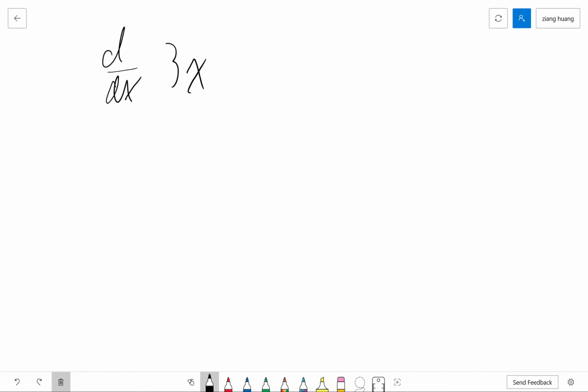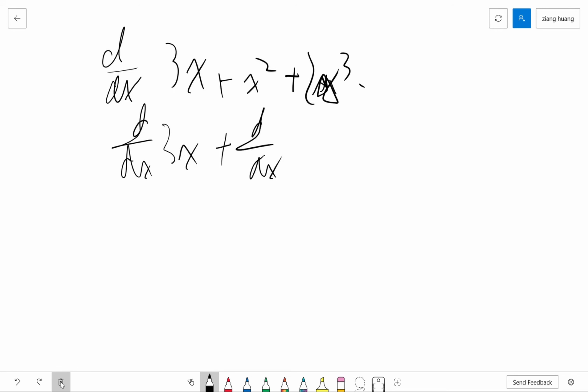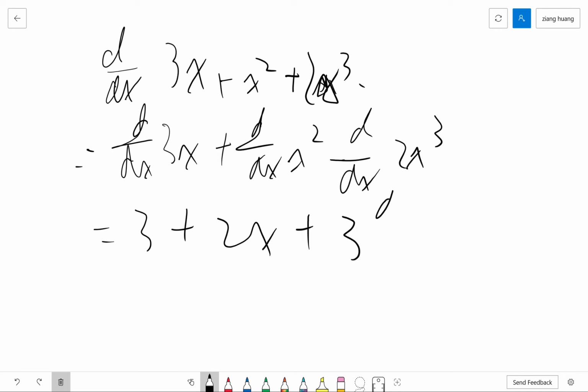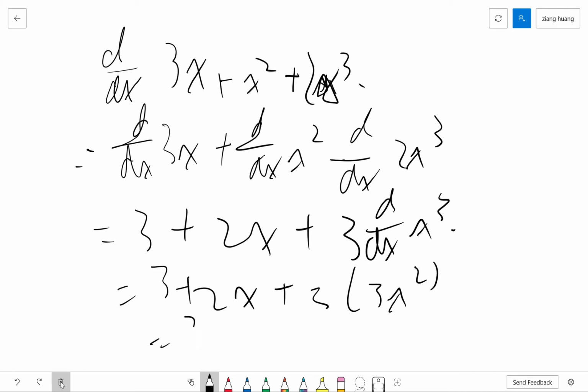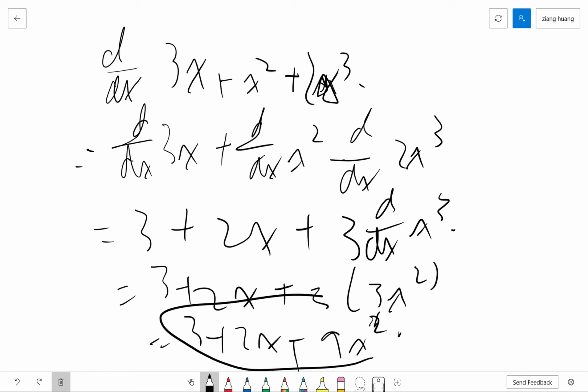We have a function that's comprised of three parts: 3x plus x squared plus 2x to the third. Now, we can split this up into the sum of derivatives of each part. So we take the derivative of 3x, we take the derivative of x squared, and then we take the derivative of 2x cubed, and we add them up together. So this equals 3 plus 2x plus 3 times the derivative of x cubed, which equals 3 plus 2x plus 3 times 3x squared, which equals 3 plus 2x plus 9x squared, which is our final answer.